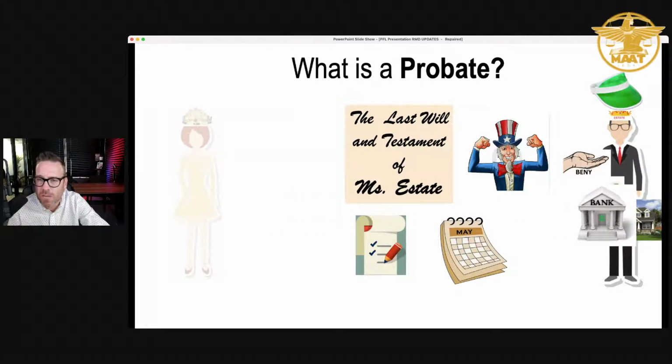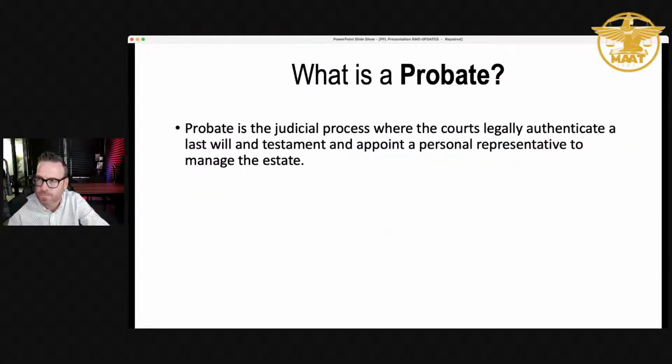Now, there's lots of steps to probate. It takes lots of time. There's lots of filing requirements. That's why people usually want to avoid it.